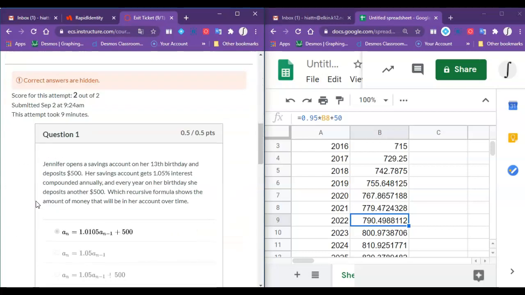Yes, these are all right. So if you did not make a 2 out of 2, go back and fix your answers on that.